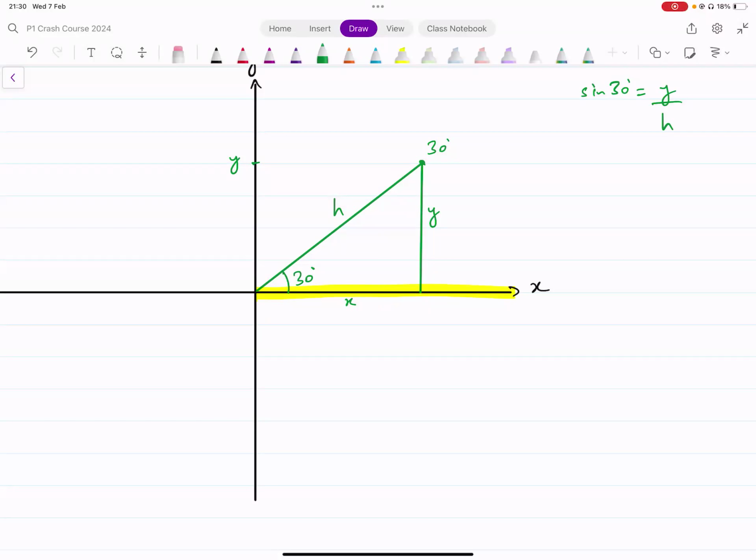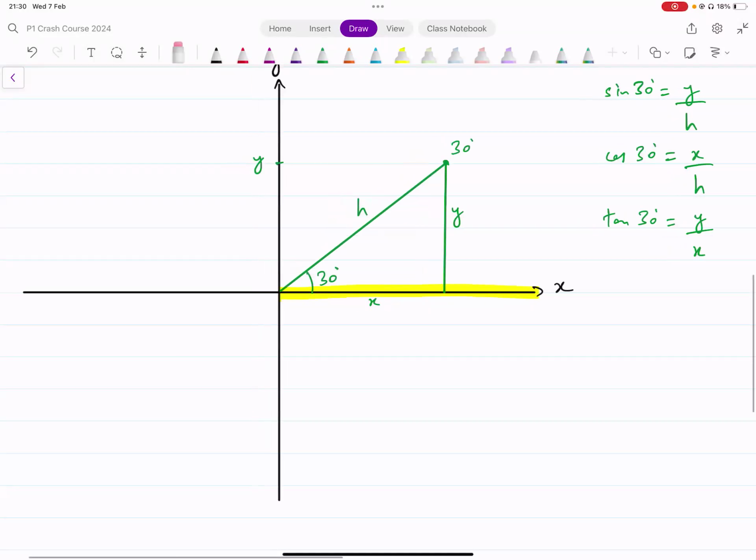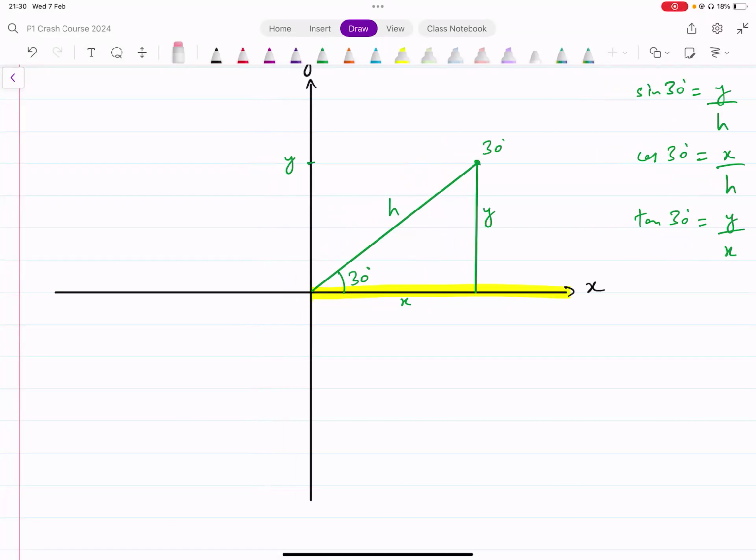What about cos of 30? That will be x over h. And then what about tan of 30? Tan of 30 would be y over x, right? So instead of calling them adjacent and opposite, we're calling them x and y, where x represents the x coordinate of this point and y represents the y coordinate of that point. And if we use these definitions, now we can extend the idea of sine, cos, and tan to bigger angles as well. Now, how do we do that?